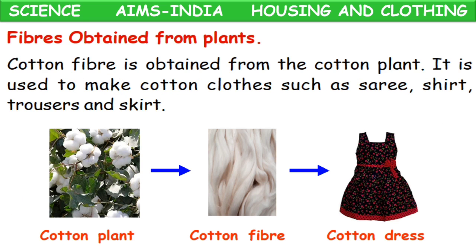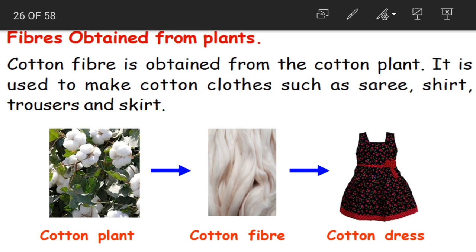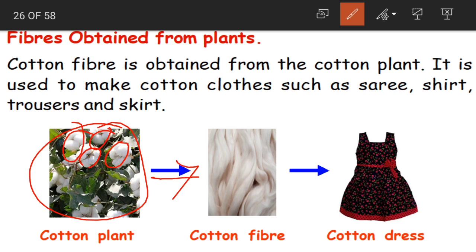Now, fibers obtained from plants. What are the fibers which we get from plants? Cotton fiber. Cotton fiber is obtained from the cotton plant. Have you seen here in the picture? This is the cotton plant and here you can see the cotton bolls. From this cotton we make cotton fiber, and using this fiber we have made this cotton dress.